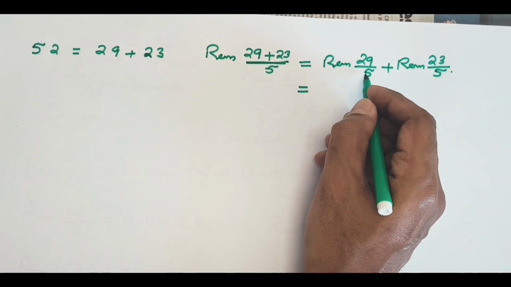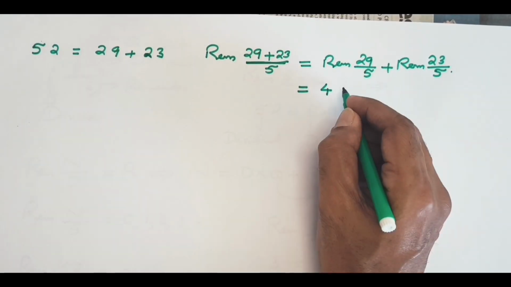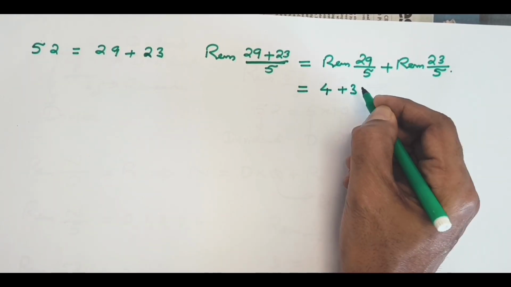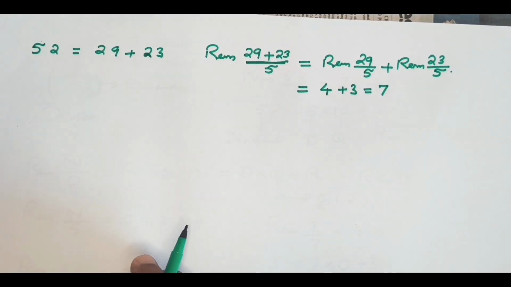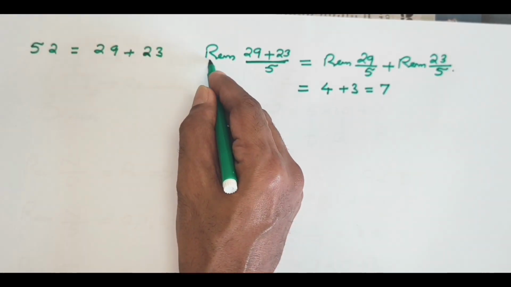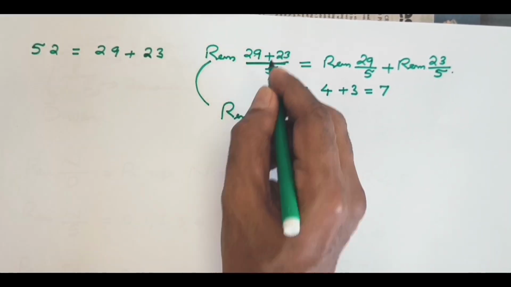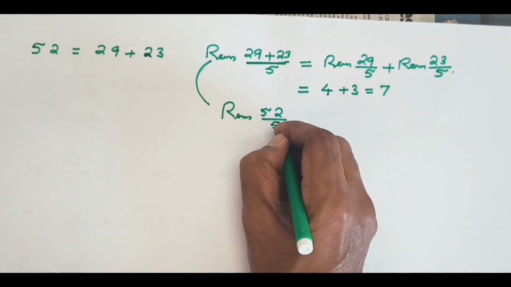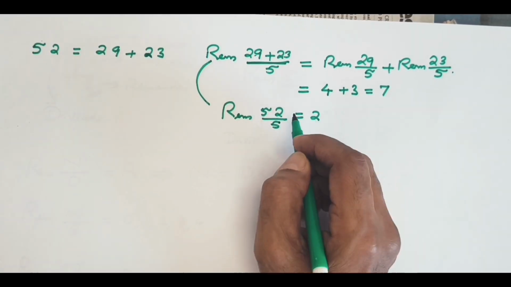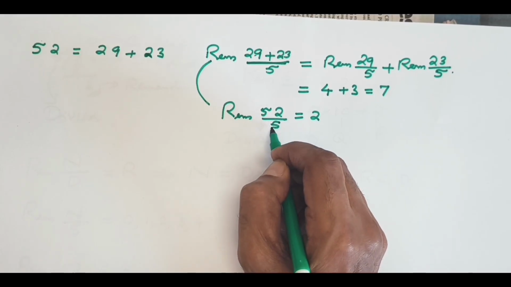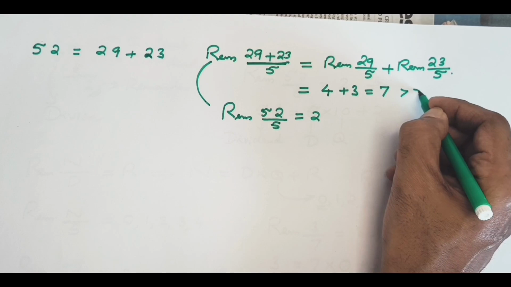What is the remainder of 29 when divided by 5? 4. What is the remainder of 23 when divided by 5? 3. 4 plus 3, 7. Do you see any discrepancy here? This is nothing but remainder of 52 when divided by 5. And we know that this is 2. Here you are getting 7. And we know that remainder of 52 when divided by 5 is less than 5. Obviously, this is a number bigger than 5, which it cannot be.